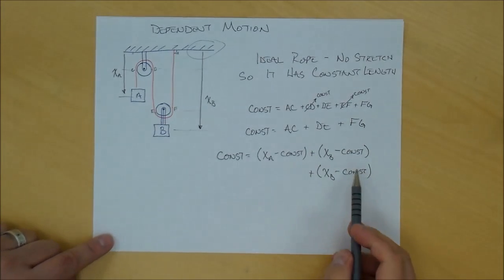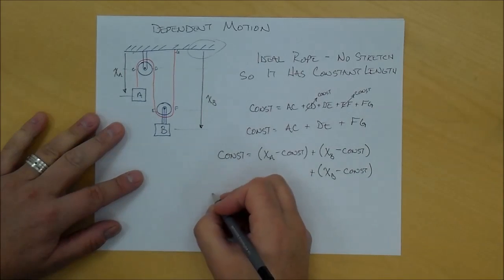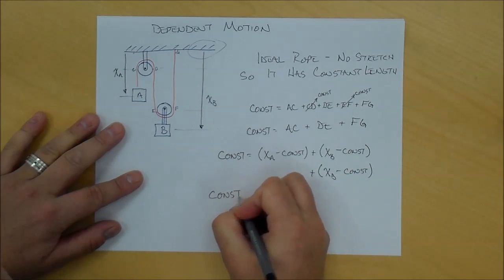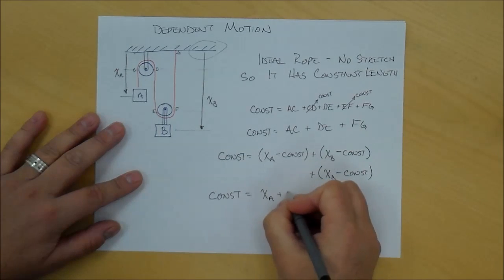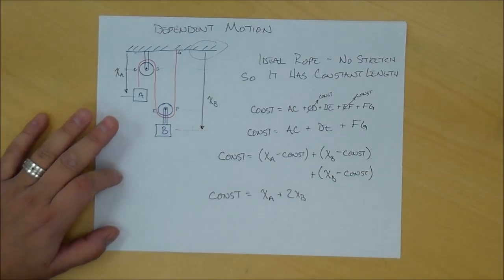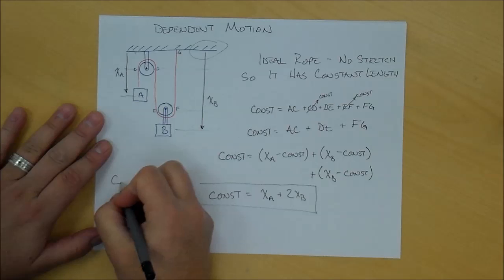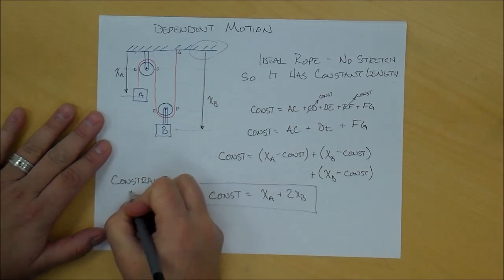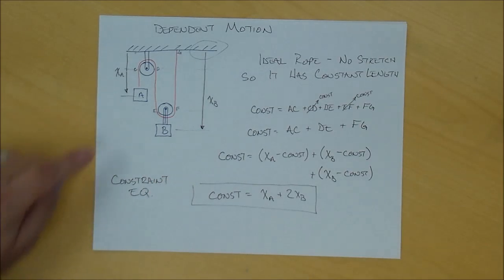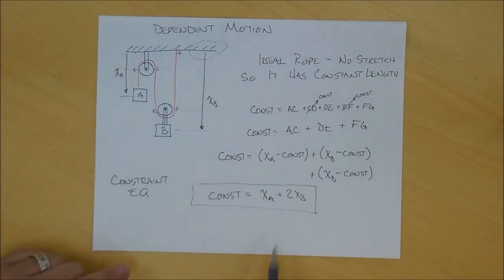All right. Now these three constants still, I don't know them, but I'm going to lump them all into the right-hand side. Right? And so I have the relationship that some constant, a new constant now, is equal to XA plus 2XB. And this is what's called my constraint equation.